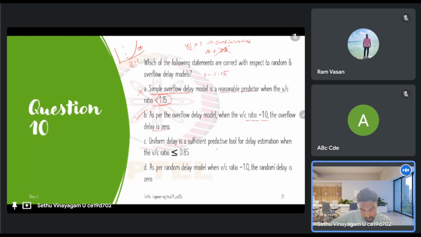So C, uniform delay is a sufficient predictive tool for delay estimation when the V by C ratio is less than or equal to 0.85. This is correct, right? So here we have undersaturated condition, right?